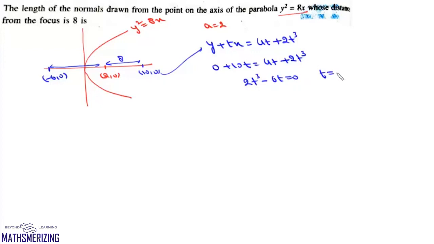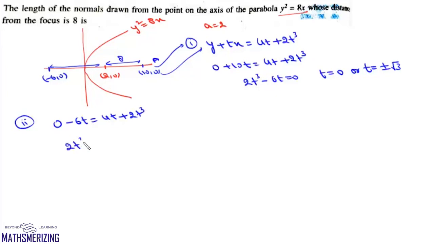So that means the value of t is either 0 or plus or minus root 3. So that's our case 1, when we have taken this point to be (10, 0). Now if we take this point as (-6, 0), then we'll write this equation as y minus 6t, 4t plus 2t cube. So now it will be 2t cube plus 10t equals 0. Then we'll get t equals 0 or t square plus 5 equals 0.